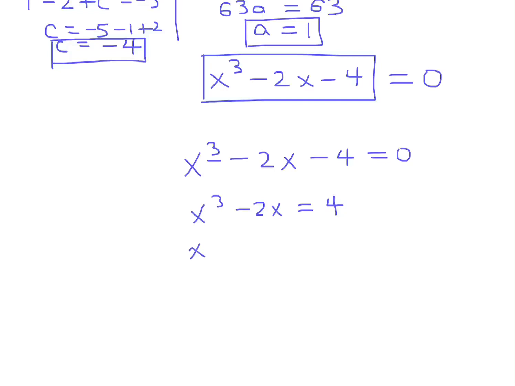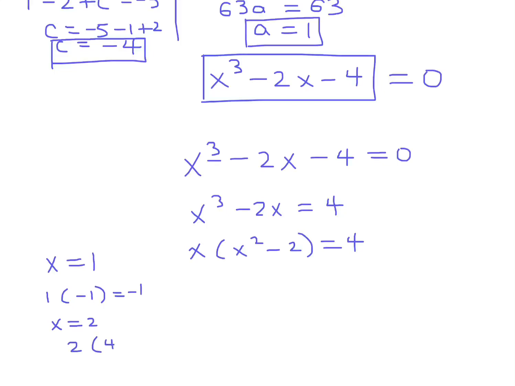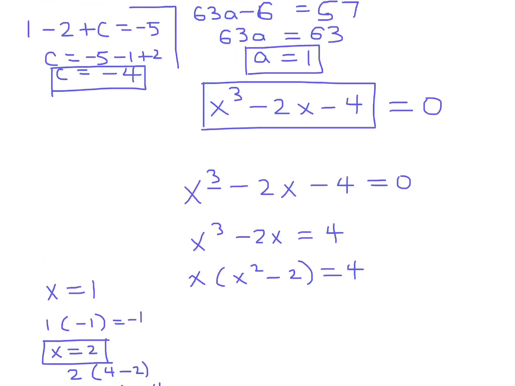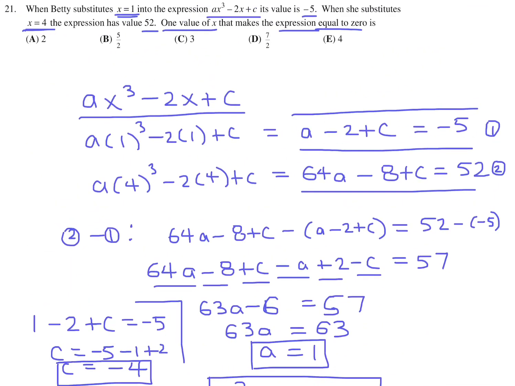So if we do that, factor out an x, we get x squared minus 2. And if you look at this and fiddle around with the numbers, you should be able to get a value for x. If x equals 1, we're going to have 1 and then 1 minus 2, which is negative 1, and that's negative 1. That doesn't work. If x equals 2, 2 squared is 4, 4 minus 2, and this is 2 times 2, which is indeed 4. Great. So x is 2. That's one solution of this question. And that would be choice A.